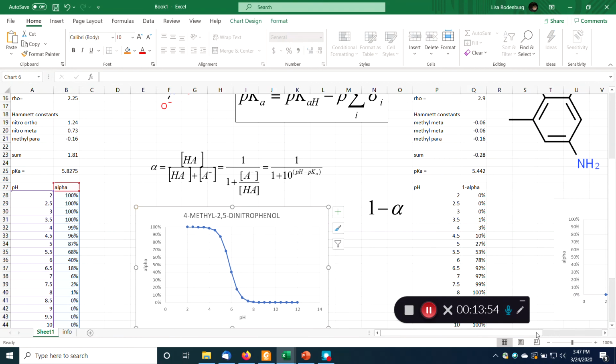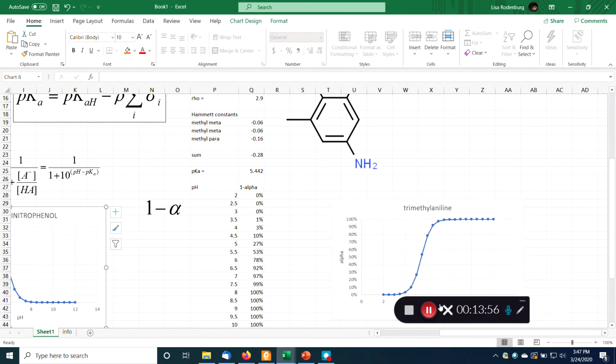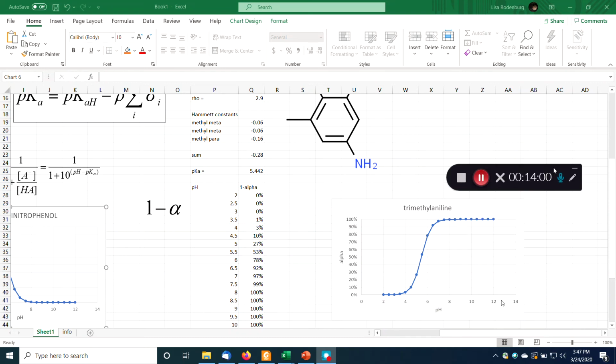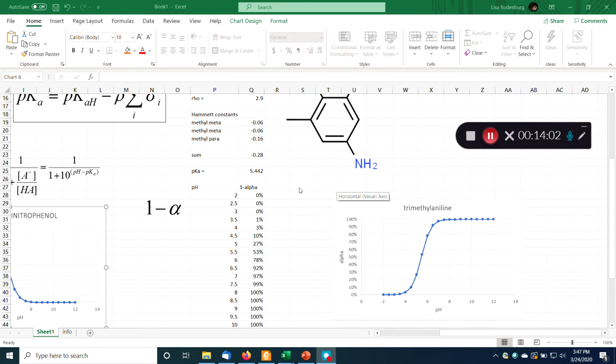So that's how you use the Hammett constants and how you can graphically show the speciation of these different chemicals. And then we'll move on to the next video where we do some more example problems using acid-base constants.